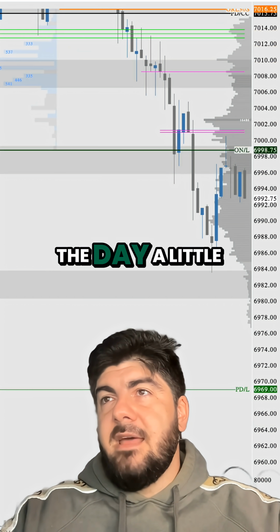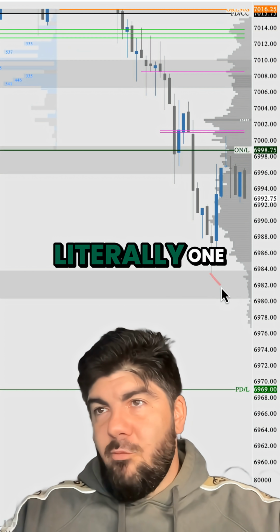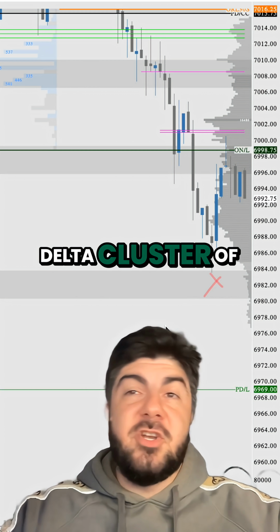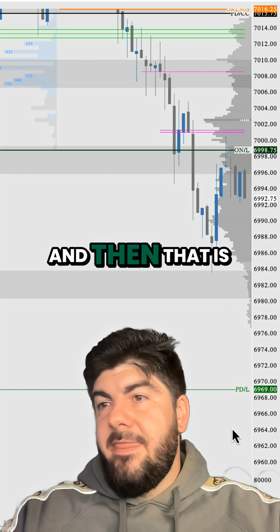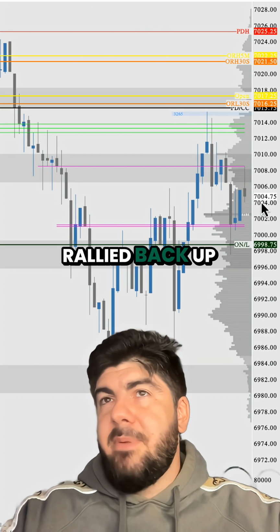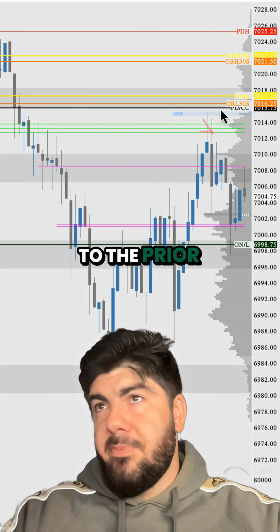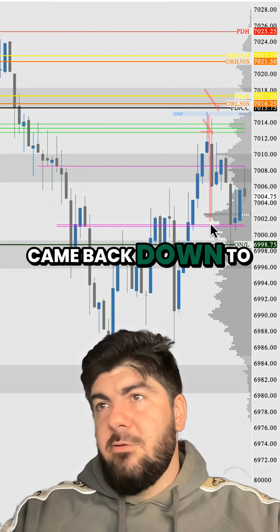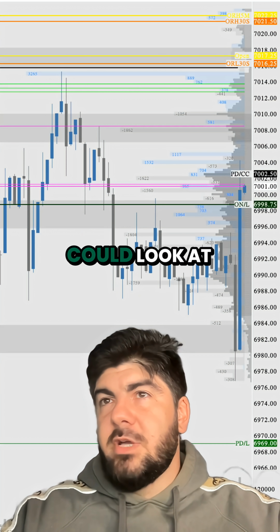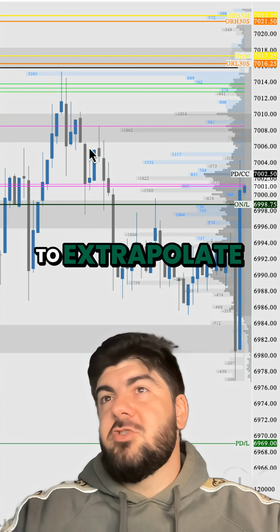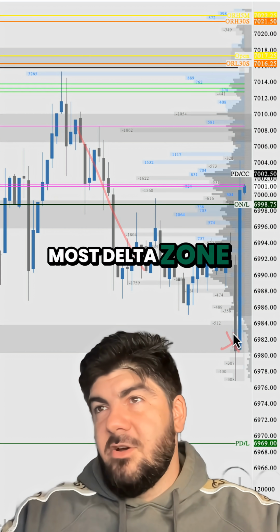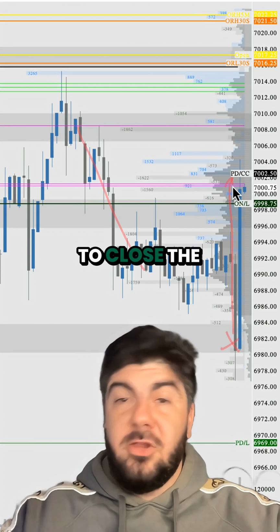And if we extend the day a little bit further, it literally one touched off of our lowest support zone based on the delta cluster of the prior day. And then that is where I believe the market pivoted off of. And then it rallied back up pretty much close to the prior delta zone, came back down to it, found support off the middle zone that we drew. And really, you could look at this and continue to extrapolate the day. It sold off, we bottomed out at the bottommost delta zone cluster and it rallied back up to close the session.